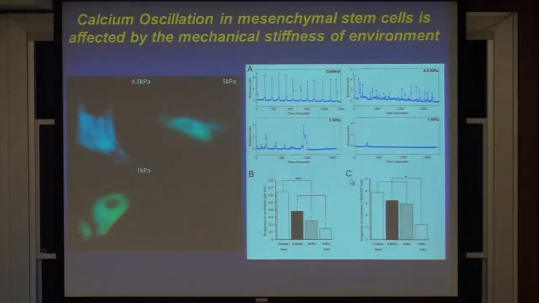So basically, if you look at the different stiffness of the gels, if you culture on very hard glass bottom, then you can see spontaneous calcium oscillation nicely. If you culture on relatively medium stiffness, it will be reduced. If you culture on very soft gel, the calcium oscillation is almost gone, okay? Suggesting possibly this extracellular mechanical environment would affect intracellular tension and therefore modulate the calcium channel on the cell membrane and affect the calcium oscillation, okay?